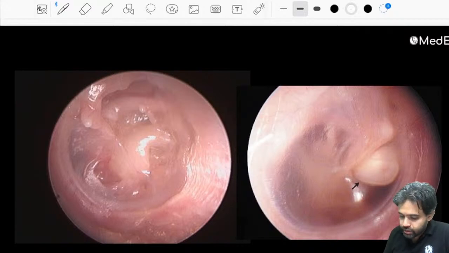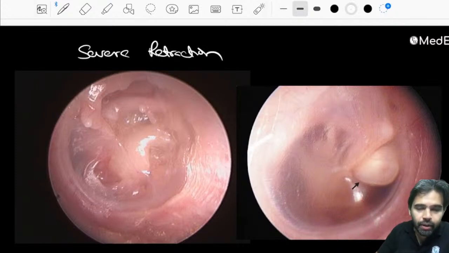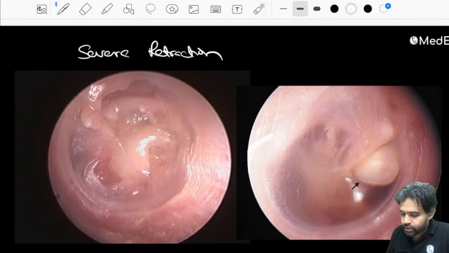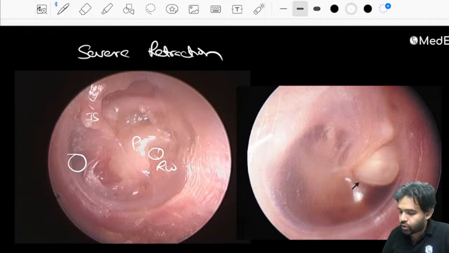This is what I would call a grade 4 or severe retraction. You can see the eardrum is fully plastered on the promontory. You can see all the structures of the middle ear over here: the incudostapedial joint, the promontory, the eustachian tube opening, the round window niche. All of these structures you can see, and this is your congenital cholesteatoma, which I put before also.